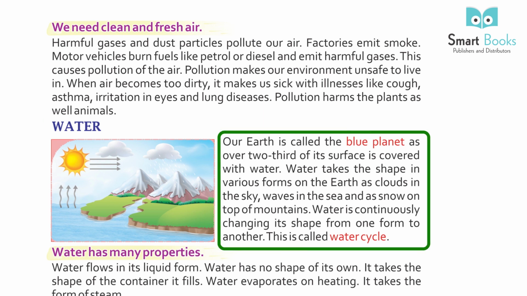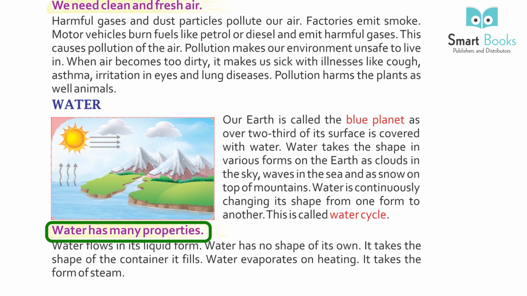Water. Our earth is called the blue planet as over 2/3 of its surface is covered with water. Water takes shape in various forms on the earth: as clouds in the sky, waves in the sea and as snow on top of mountains. Water is continuously changing its shape from one form to another. This is called the water cycle.